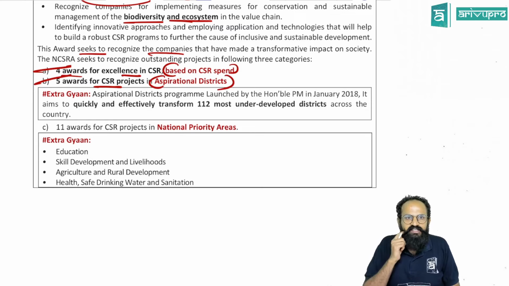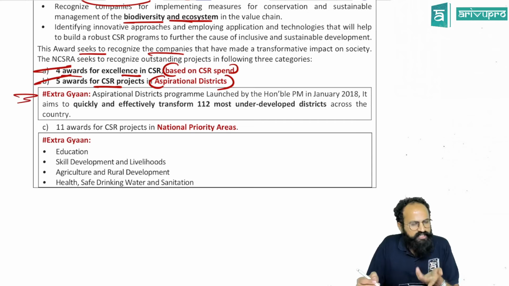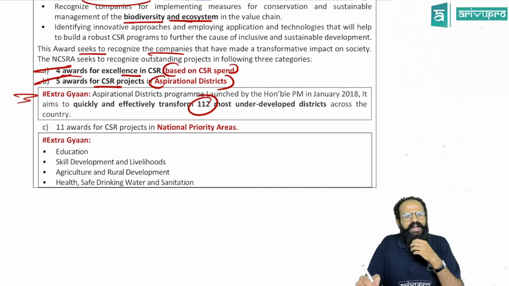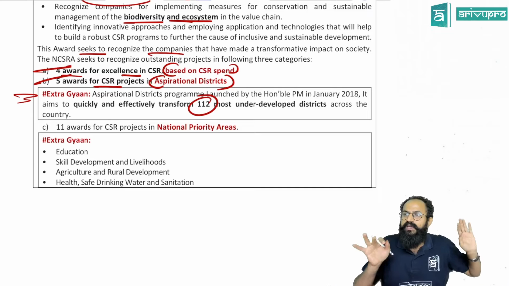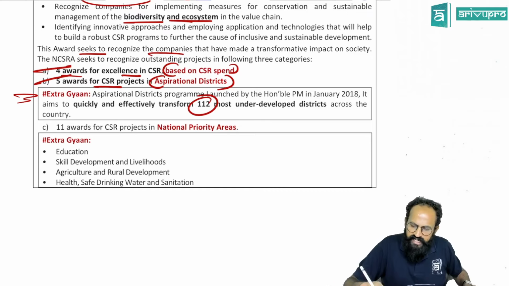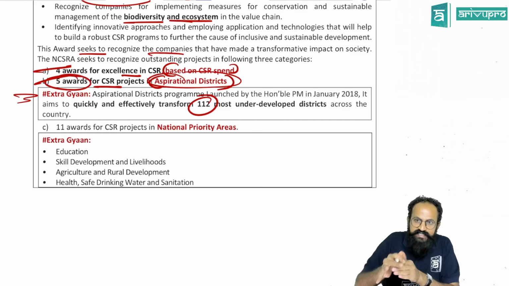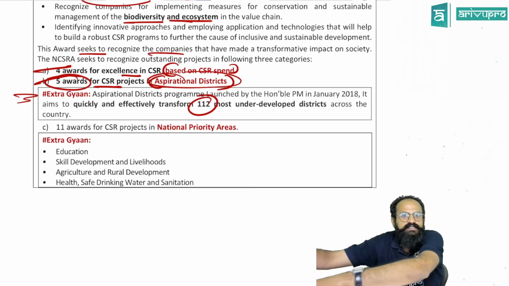What is this aspirational districts? Not defined. But for your information, extra again. What is it, sir? Government has notified some places, people. Here it is 112. Another 5 has been added, around 117. Our rural villages and all. Almost all states have rural villages. If at all you are spending money towards them, they are called aspirational districts. So 5 awards are reserved for those companies who are spending money in these areas.